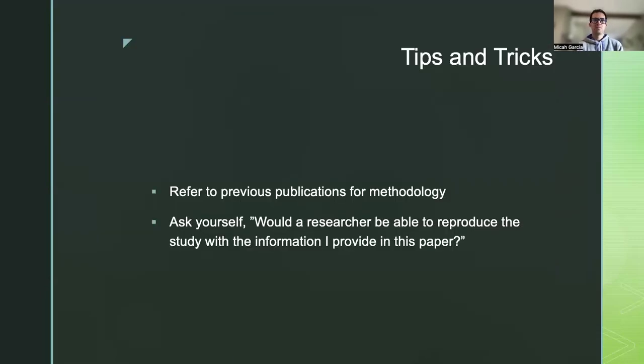And then just some overall tips and tricks for the methods. So refer to previous publications when you're identifying what type of methodology you want to use. If you do use something that's been previously used, include that as a citation as you're writing to kind of support the use of it. But then at the end, as you have it written and read through it, ask yourself, would a researcher be able to reproduce the study with the information I provide in this paper?